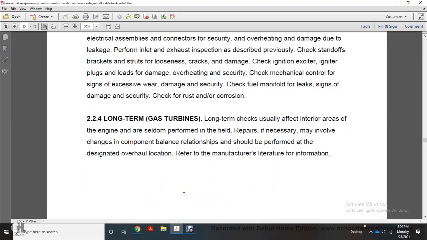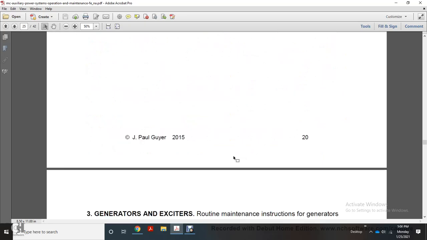Long-term gas turbine checks. Long-term checks usually affect the interior of the engine and are seldom performed in the field. Repair, where necessary, may involve training, and component balancing should be performed at a designated overhaul location. Refer to manufacturer literature for information.